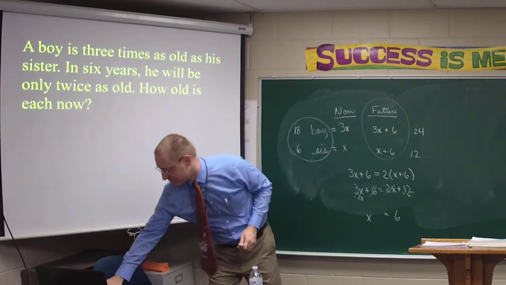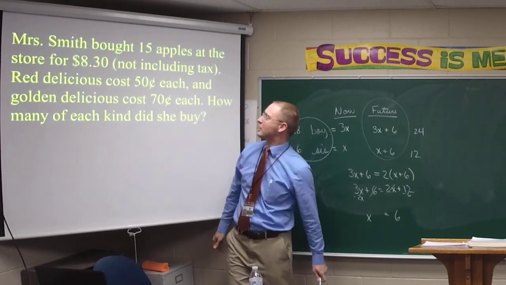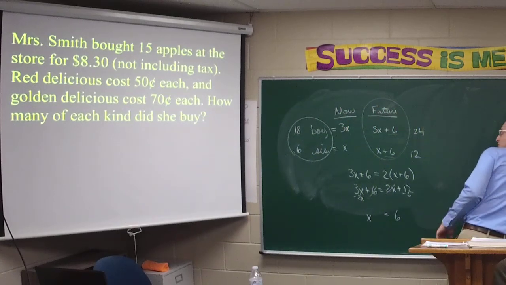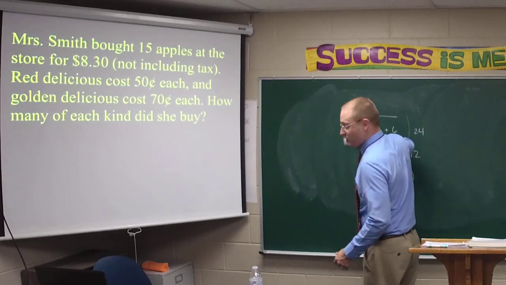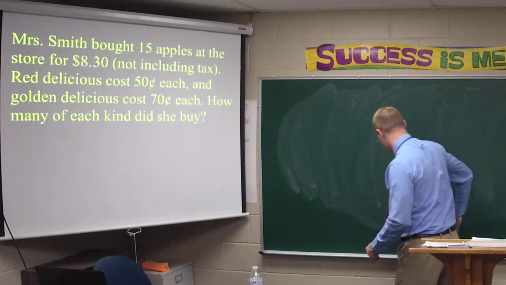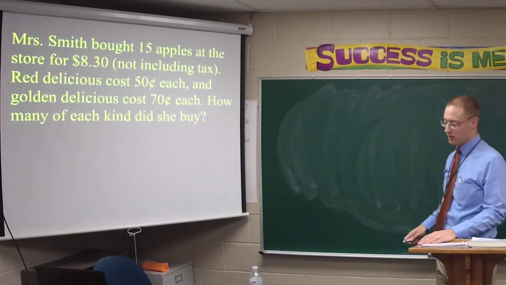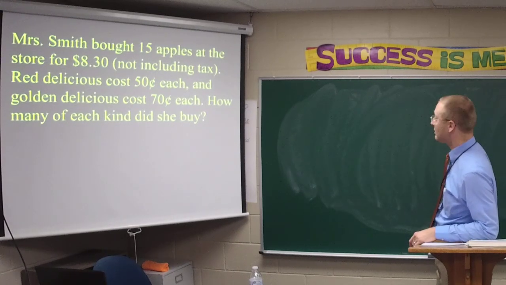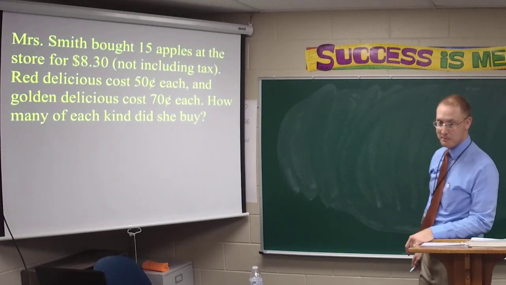Let's take a look at one more. Oh, and this has nothing whatsoever to do with ages. So we totally changed gears here. Go ahead and read this for us, if you would. Genesis: Mrs. Smith bought 15 apples at the store for $8.30, not including tax. Red Delicious cost 15 cents each, and Golden Delicious cost 70 cents each. How many of each did she buy?